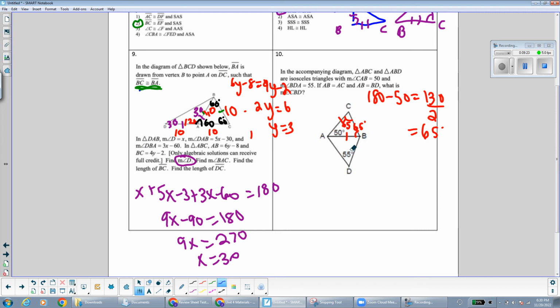In this triangle, it tells us that AB is congruent to BD. So across from my equal sides are my equal angles. So if this one's 55, this one's also 55. So together, 55 plus 55, that is 110. And that makes the last angle here 70 degrees. We're looking for angle CBD. So if I add the 65 degrees and the 70 degrees, I get 135 degrees, which is the measurement of that angle.